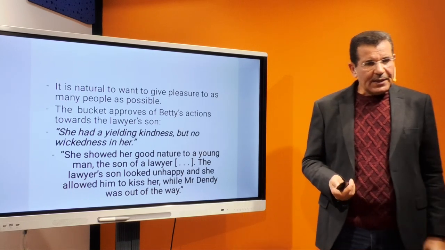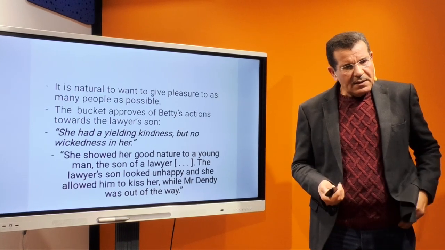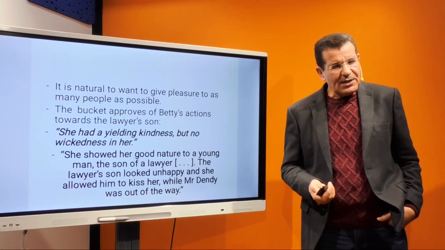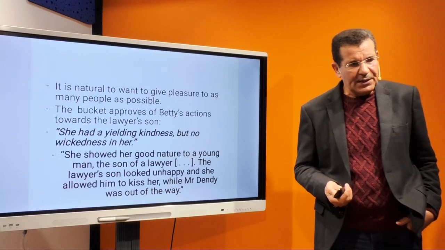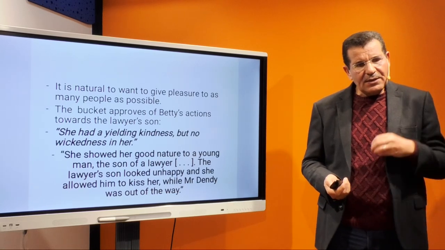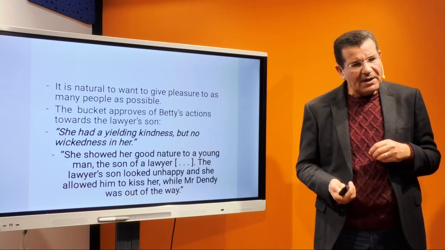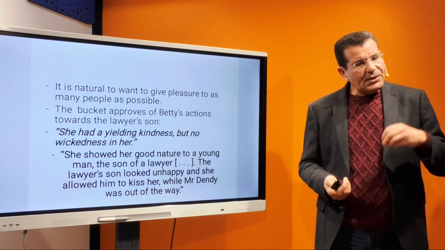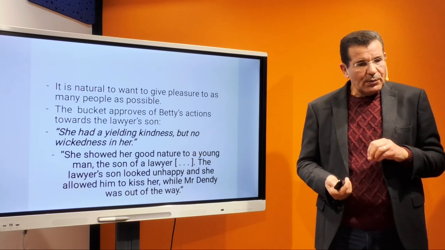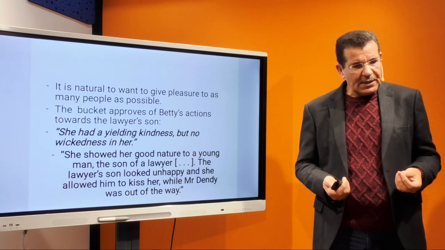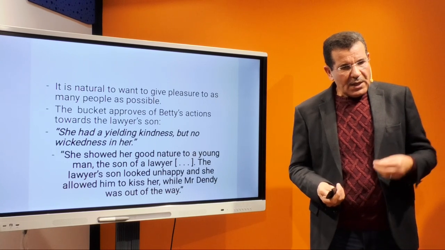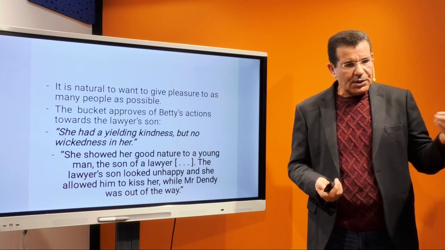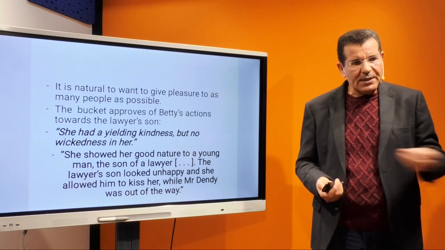Also, the bucket approves of Betty's action towards the lawyer's son. She had yielded in kindness, but there was no wickedness in her. The kind of image that the bucket and the rope have about women is very naive, showing that she is kind, but according to social norms, she is doing something immoral. So, as she made Mr. Dandy, her husband, happy, the thought was that she could make others happy, and this is where they missed the point.